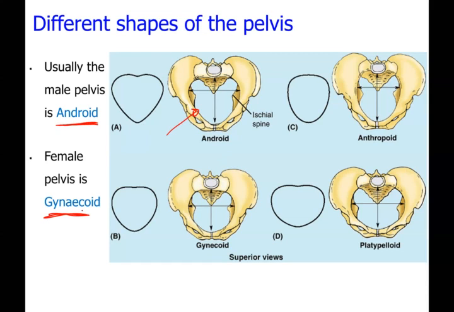But these biological systems don't have one straightforward way of having things. So there's a varying degree of android and gynecoid shapes in individual males and females. So a female having a pelvic shape more like android will have problems when it comes to delivery of the baby. Males having gynecoid will not have a problem. Okay.